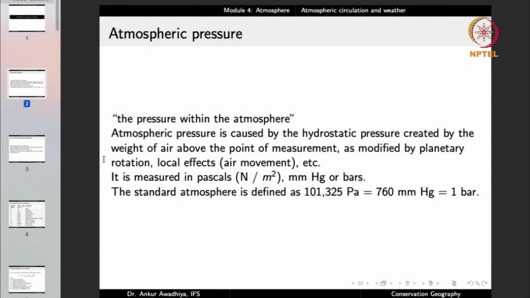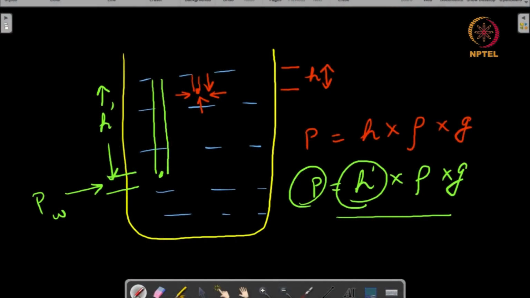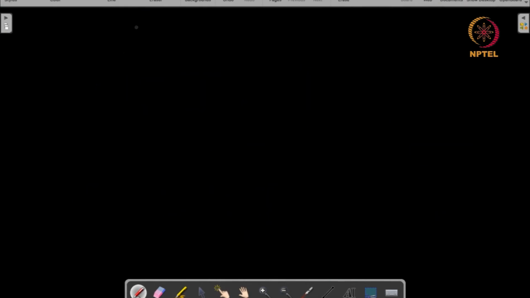Now, similarly, in the case of atmospheric pressure, the hydrostatic pressure is modified by planetary rotation, local effects such as air movement, etc. The pressure is measured in terms of pascals, which is Newton per square meter, or millimeters of mercury, or bar. Now, millimeters of mercury refers to the fact that traditionally we have been using barometers.